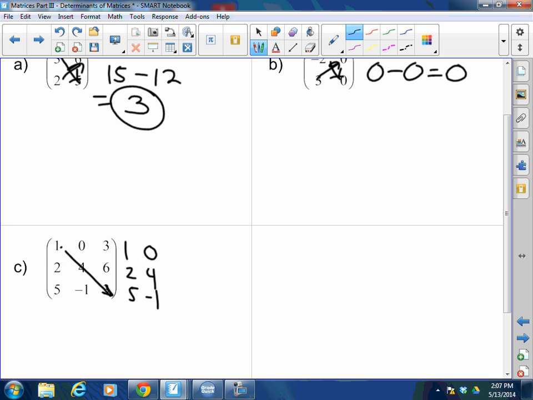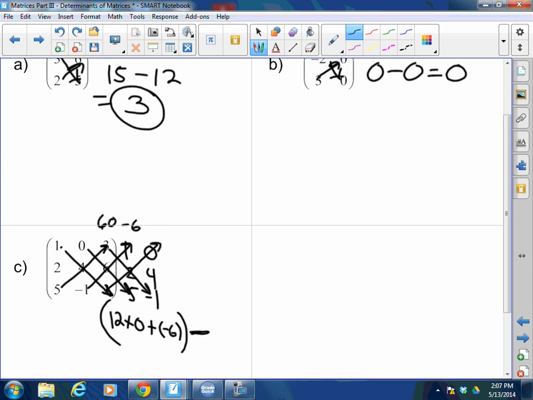1 times 4 times 3 is 12. Plus 0 times 6 times 5 is 0. Plus 3 times 2 times negative 1 is negative 6. Minus 5 times 4 times 3 is 60. Negative 1 times 6 times 1 is negative 6. 3 times 2 times 0 is 0. So I got 12 minus 6, so 6 minus 54 will give me negative 48.